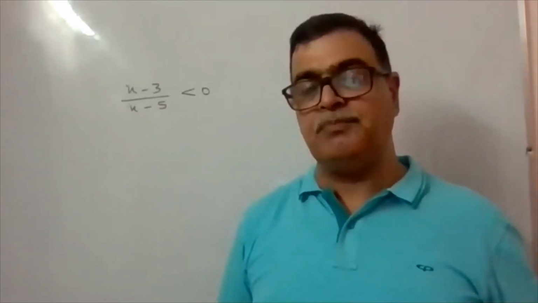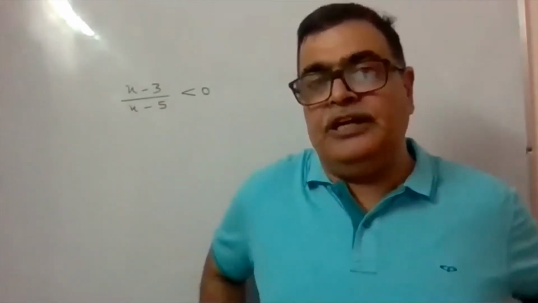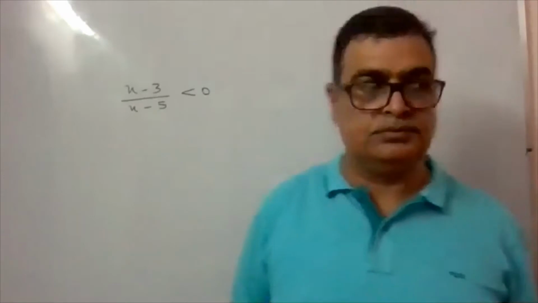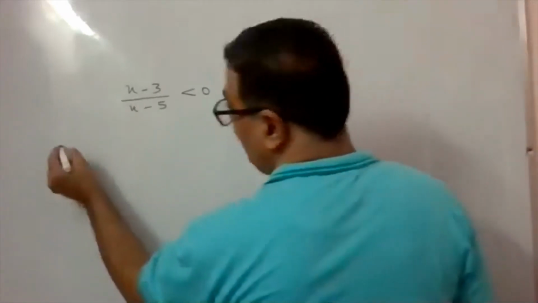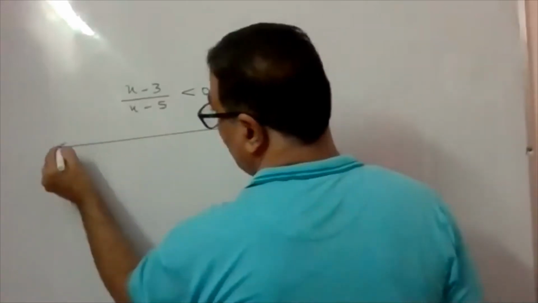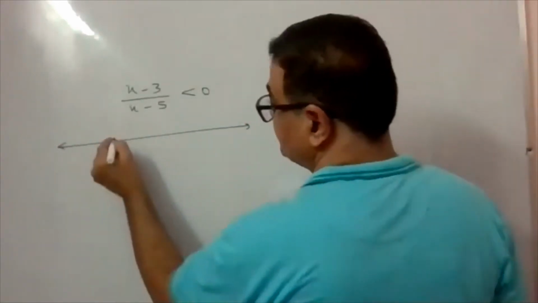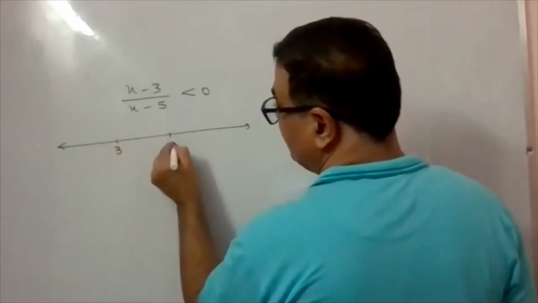x minus 3 by x minus 5 is less than 0. This is the question we have. So again on the number line, what are the values here? Sir, one will be 3 and another will be 5.